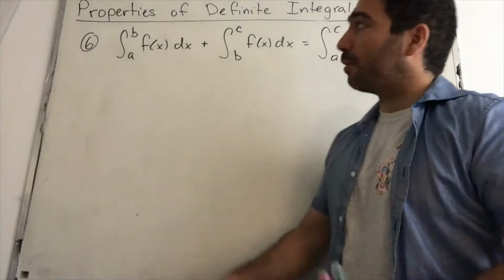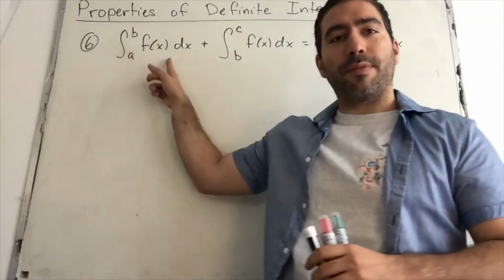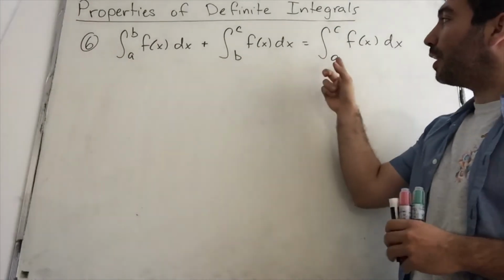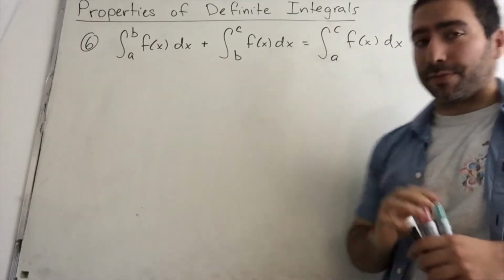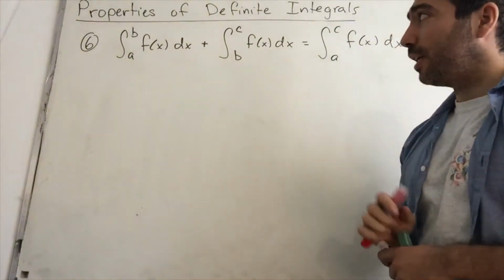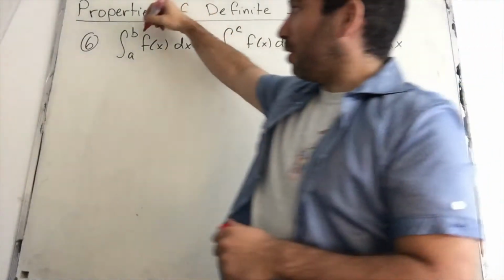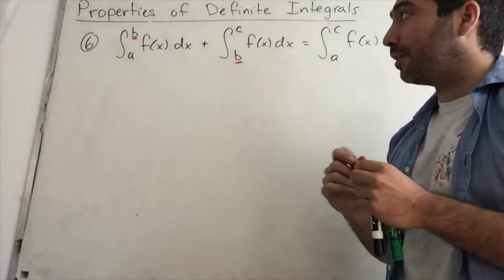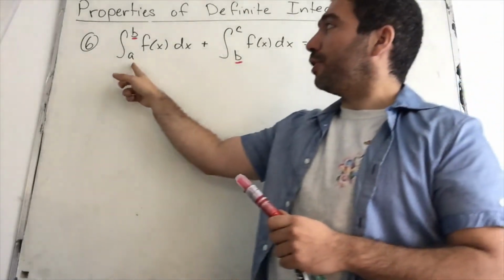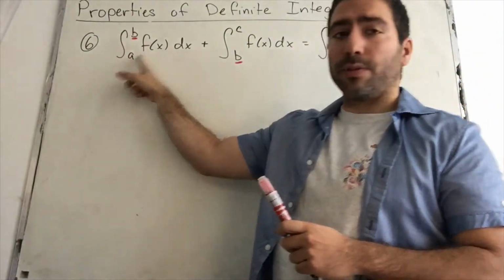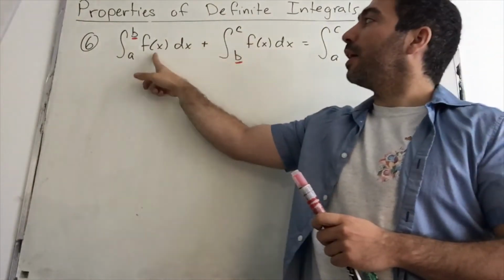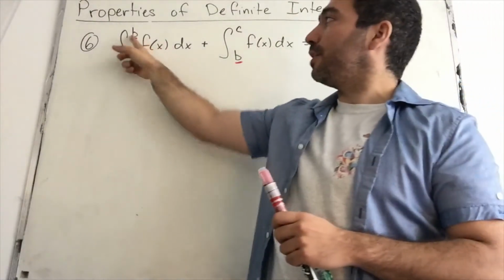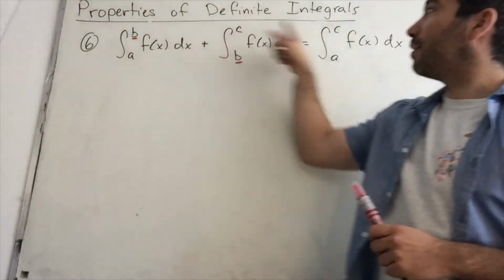So our final property that we have here, property 6, is the integral from a to b of f of x dx plus the integral from b to c of f of x dx is equal to the integral from a to c of f of x dx. So essentially, if the upper bound of the first integral matches the lower bound of the second integral, and you're adding the two integrals, well, you could just jump straight from the lower bound of the first one to the upper bound of the second one. And this has to be the same function for this to work. Okay, so essentially if these two match, then you could go straight from a to c.